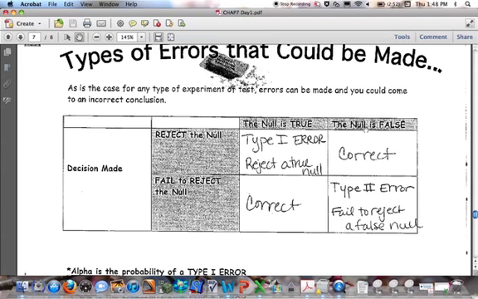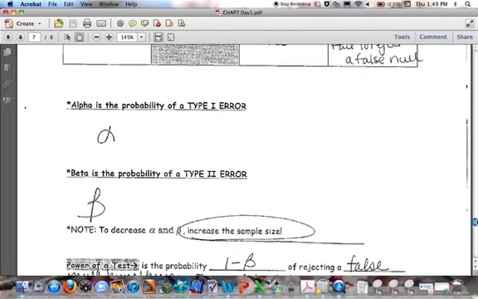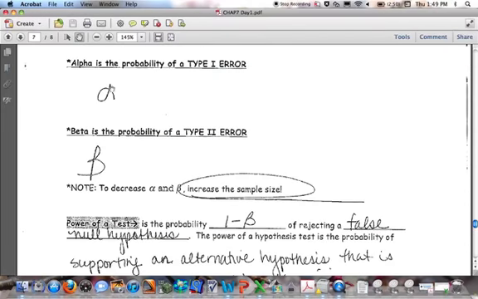If I reject the null and it's actually false, then that's correct. That's a good thing. If I fail to reject the null, but it's actually true, then this is also a good thing. If I fail to reject the null, but it's false, I really should have rejected it, then that's a type 2 error. So I fail to reject a false null. The probability of a type 1 error is just alpha. It's the same as your significance level. And beta is the probability of a type 2 error. I'm not going to talk about how to find beta. Just be aware that you can calculate a probability of a type 2 error, and it's called beta.